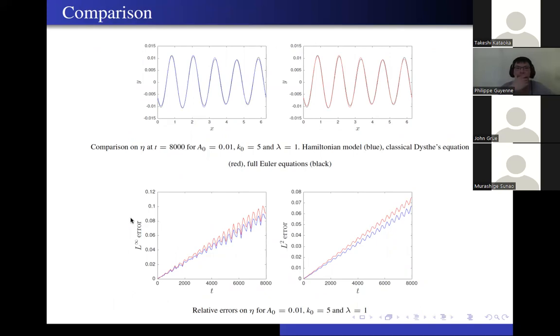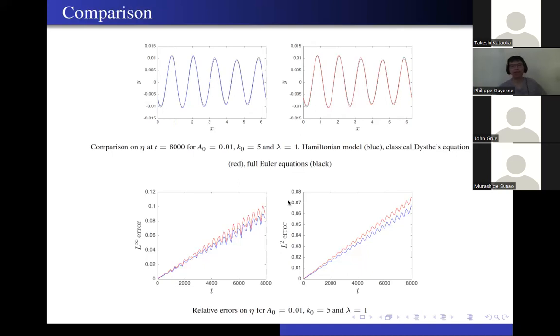All right, so for these first results, the initial perturbation to the periodic wave train is weak, is mild. So these are the wave profiles at t equals 8,000. And because of that, nothing much happened. So the wave profile looks very similar to the initial condition. On this side, we're comparing Hamiltonian Dysthe with Euler. And on the other side, we're comparing classical Dysthe with Euler.